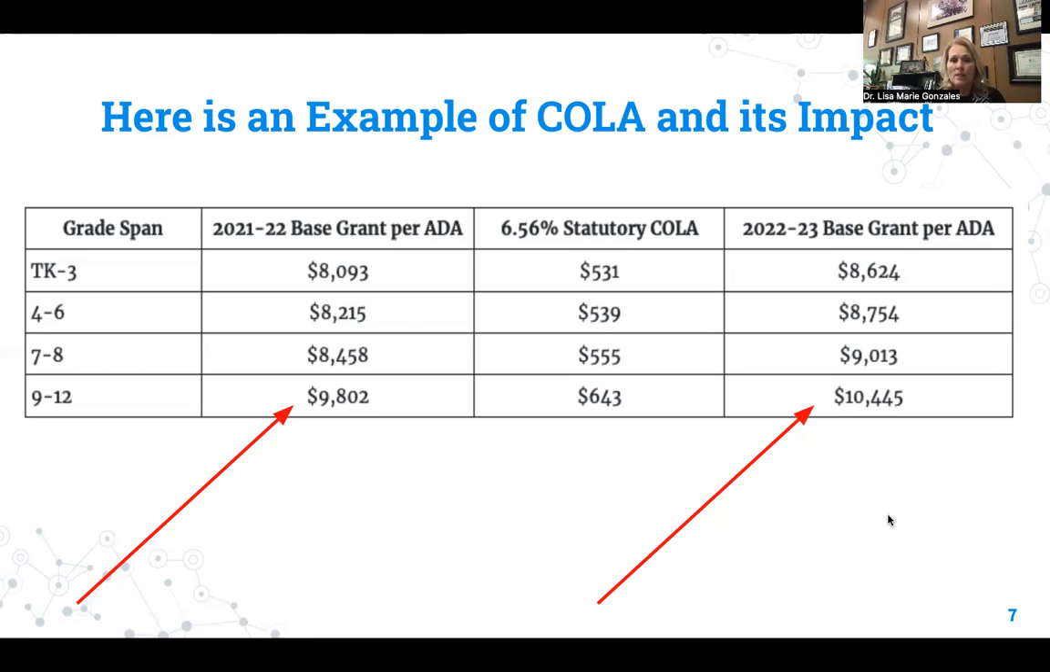This year, we are expecting a 6.56% statutory COLA, which means that the arrow that you see there, you multiply that by 6.56%, and you can see how much more per student in certain groups we would receive next year. So when you take the base and you increase it by the COLA, you can see how the base amount per student in certain grade span groups increases.